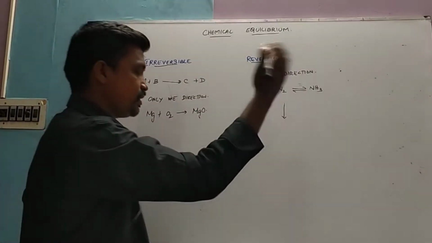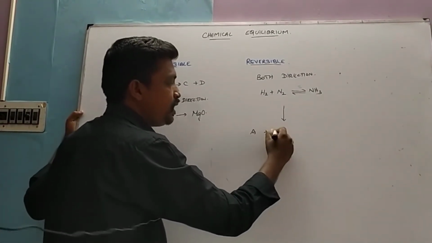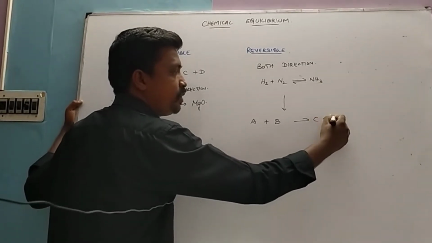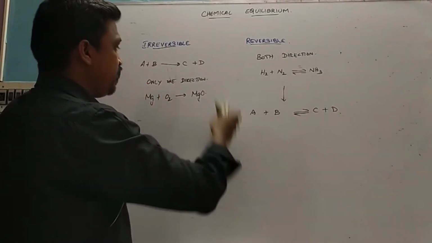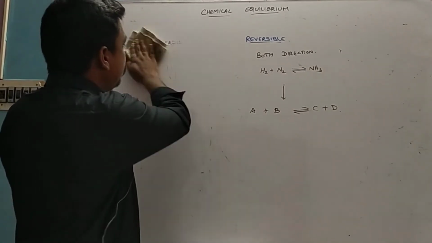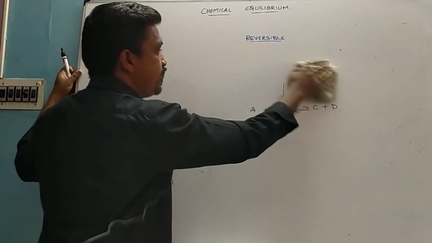Sir, I can't understand, sir. See here. If A and B are the reactants, they are reacting and forming products C and D. After some time, C and D will recombine to form A and B. So this is called a reversible reaction.